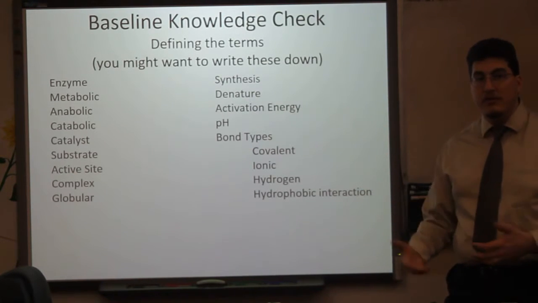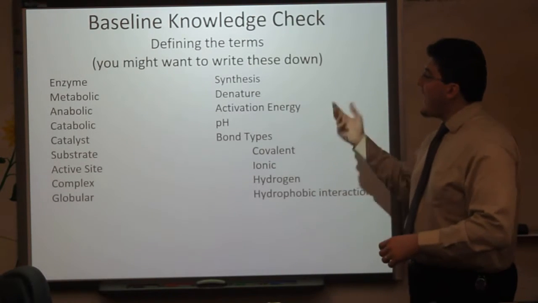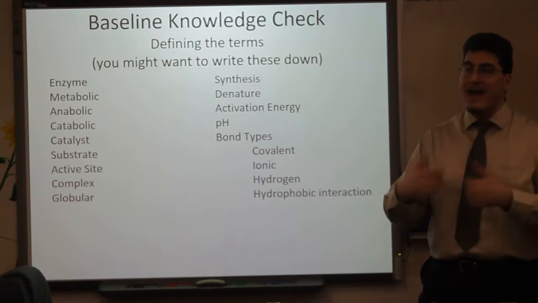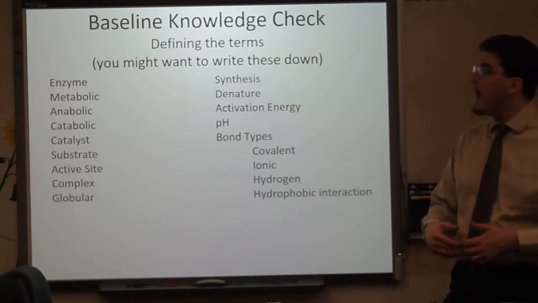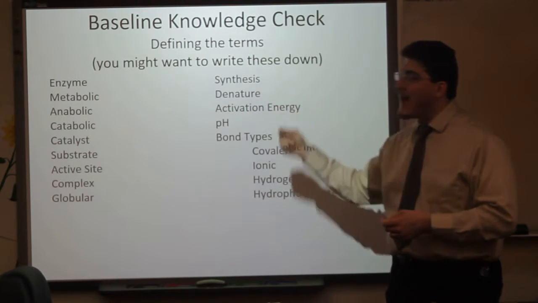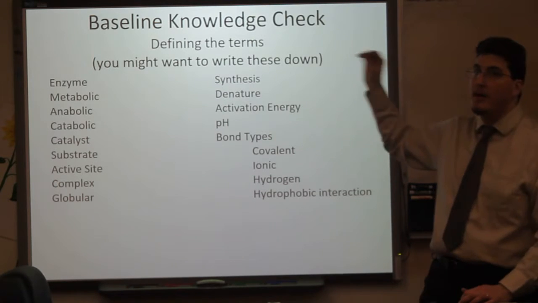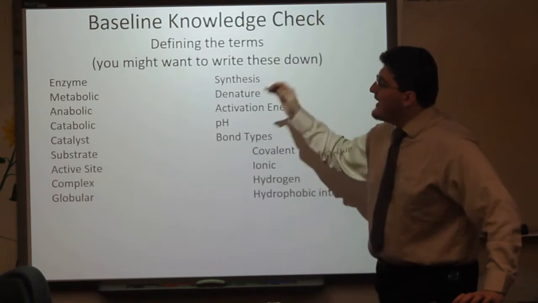Anabolic are the building up reactions, the reactions that build. The catabolic reactions are the reactions that break down within the cell. The net of all the anabolic and catabolic reactions is metabolism, metabolic reactions.